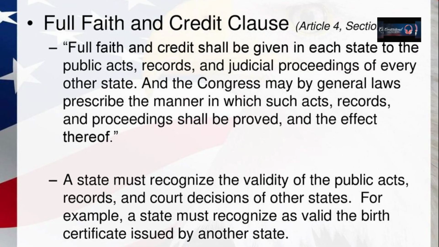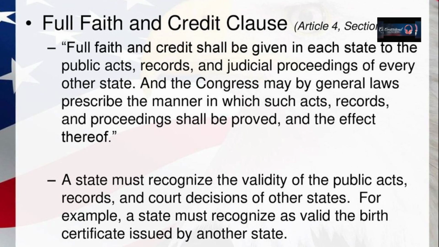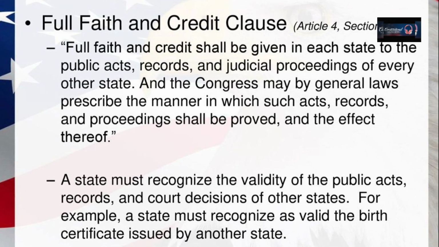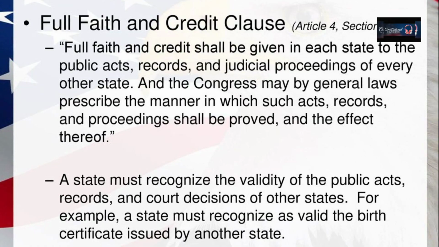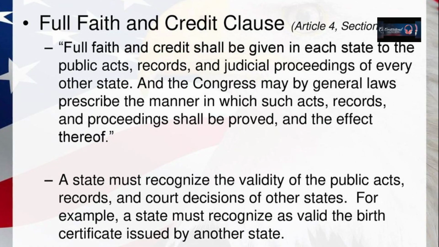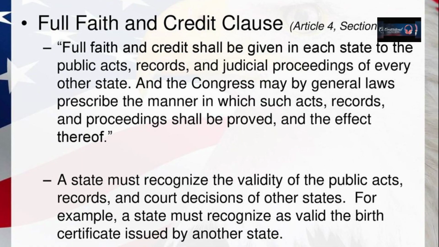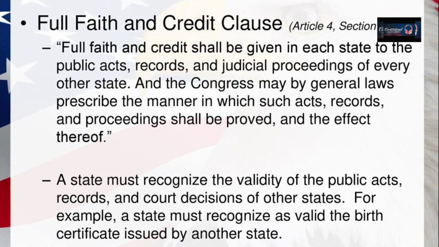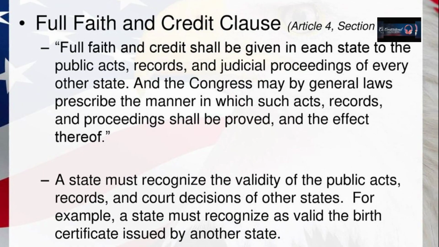The clause states, "Full faith and credit shall be given in each state to the public acts, records, and judicial proceedings of every other state." Full faith and credit ensures that when a citizen settles a legal issue in one state, it must be recognized as valid by all other states. Titles to property, court judgments, divorce decrees are examples.